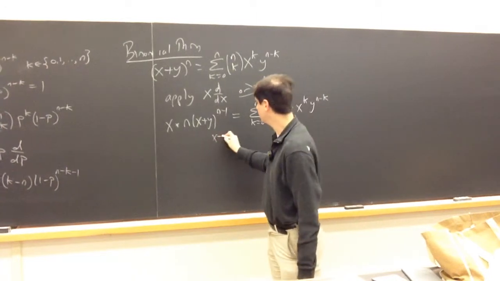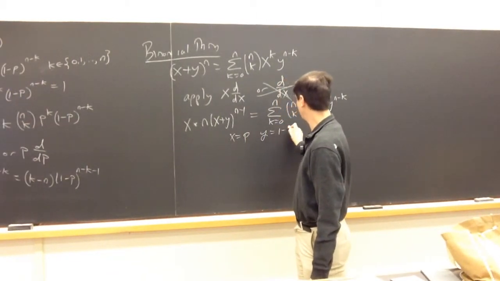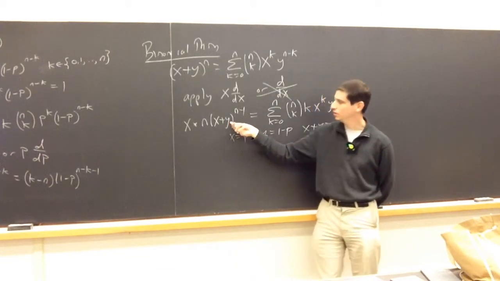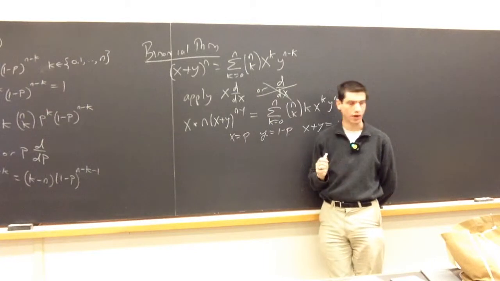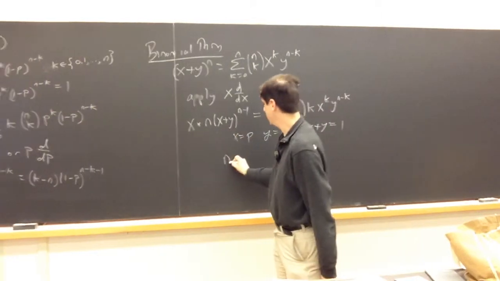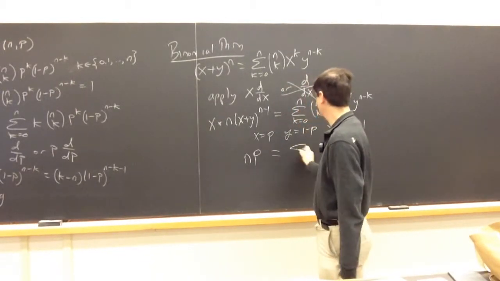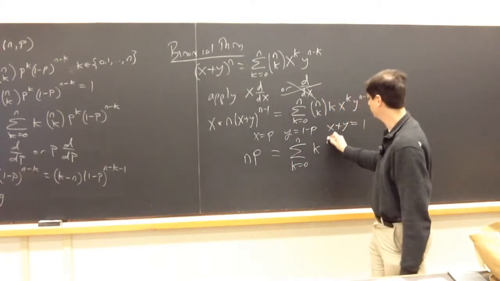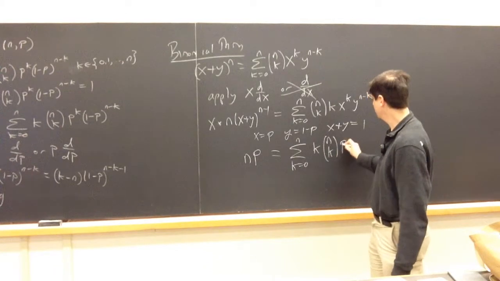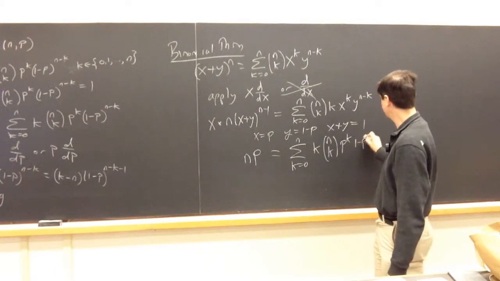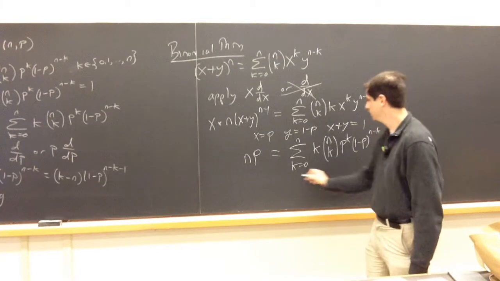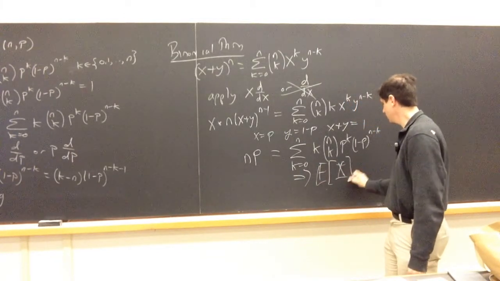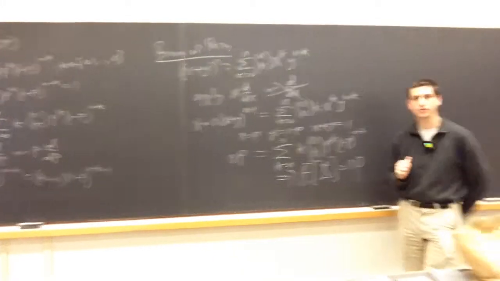Now we set x equal to p, y equal to 1 minus p, and so x plus y equals 1. This just becomes 1 to the n minus 1. Okay, that's just 1. So on the right-hand side, we get n times p is equal to the sum, k goes from 0 to n of k, just switching the order, n choose k, p to the k, 1 minus p to the n minus k. So we've now shown that the expected value equals np. And this is a result we've shown earlier.